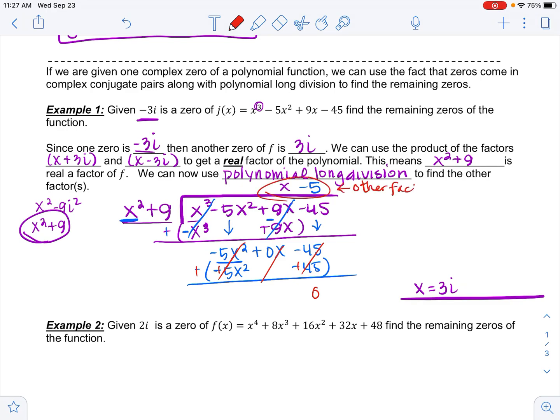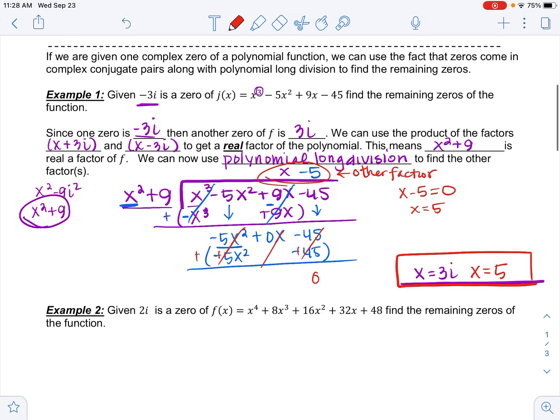This is my other factor. So now remember what I'm finding, though. I'm finding all my zeros. So if x minus 5 is a factor, I know 5 is a 0. So there are my 2 zeros. I got that once again by doing x minus 5 equals 0, x equals 5.